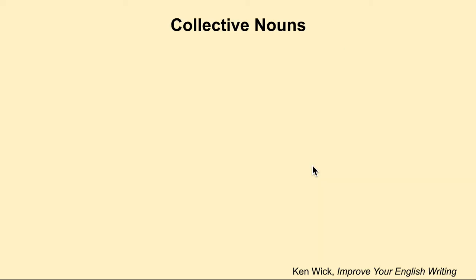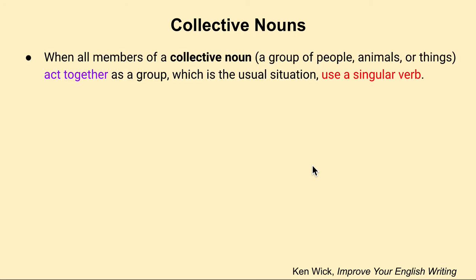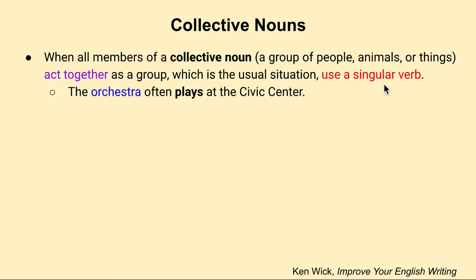So now let's talk about collective nouns. When all members of a collective noun, which is just a group of people, animals, or things, act together as a group, which is the usual situation, use a singular verb. So you can say the orchestra often plays at the Civic Center, because we assume the orchestra are all acting together. Hopefully they're all acting together. If not, this orchestra will not sound good.